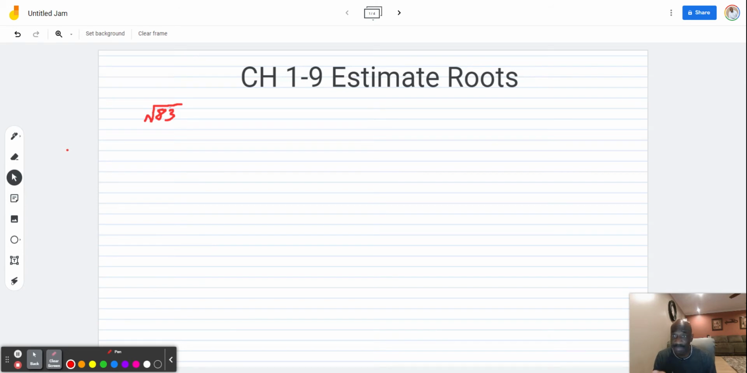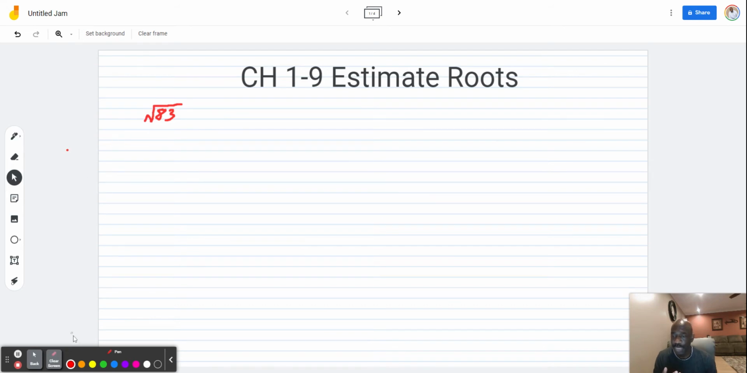I mean, it's easy to estimate it when you have a calculator and you can punch in the square root of 83. But suppose you do not have one and you still have to do this. Well, how do you do it when this is obviously not a perfect square and you are not a calculator? All right, it's real simple.